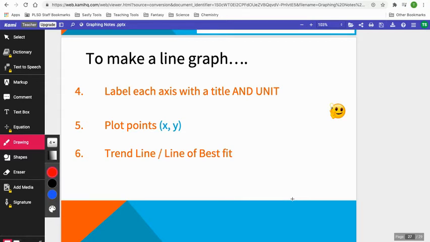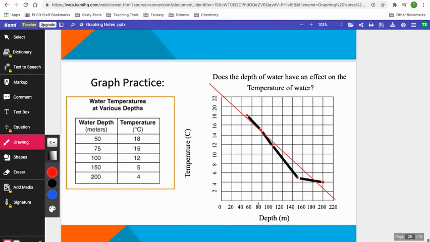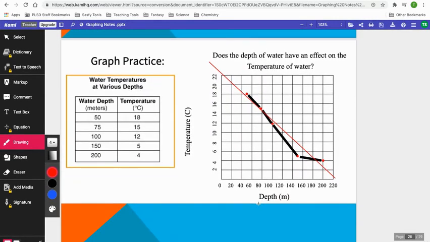And so I'm going to have you guys go ahead and graph this. And so on the next page, go ahead and look. So I've given a title in a question format. Does the water depth have effect on the temperature of water? My step 2 is to give my independent and dependent variables. Well, looking on the graph, based on where I put it, my depth is going to be my independent, my temperature is my dependent.